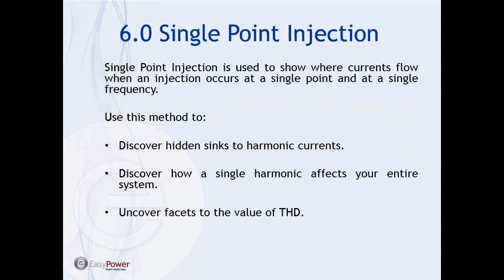Now, finally, single point injection. These two items here, the single point injection and the all source current flow. The single point injection is used to show where currents flow when an injection occurs at a single point in your system at a single frequency. You can use this to discover hidden sinks where the harmonic currents might be flowing. You can discover how a single harmonic affects your entire system, because it'll show you flows and voltages on your entire network.